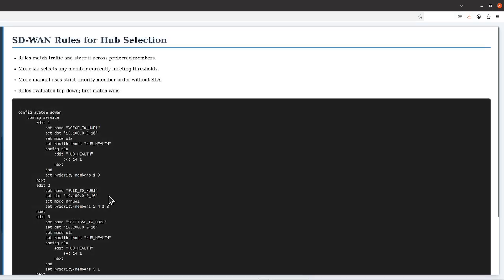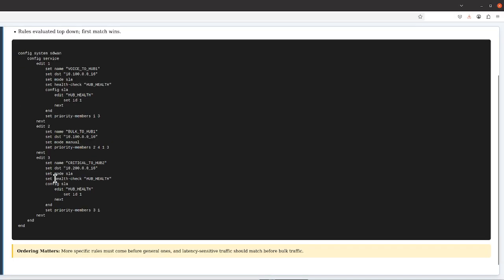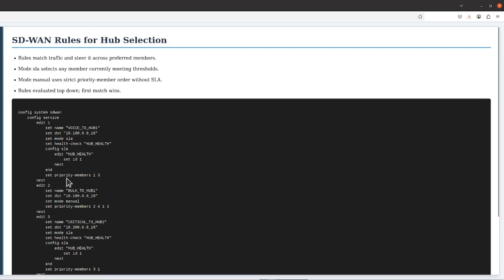SD-WAN rules for hub selection. SD-WAN rules, also called service rules, are where all the previous configuration pays off. These rules match traffic based on source, destination, application, or other criteria, and they specify how that traffic should be steered across the available paths.